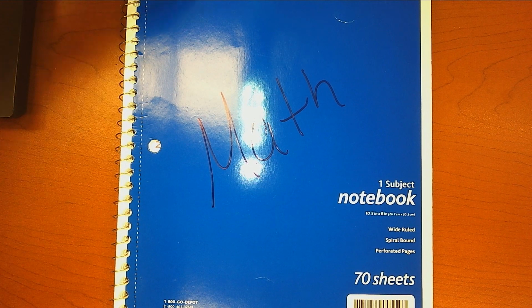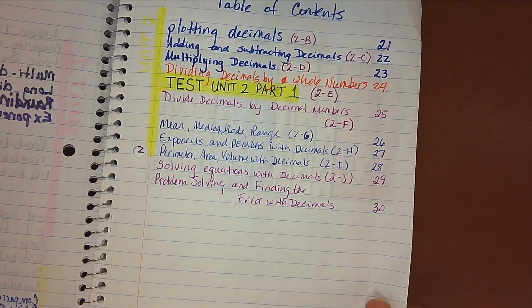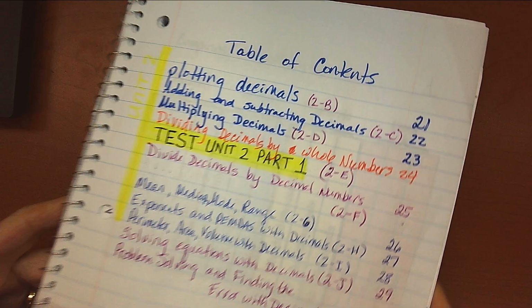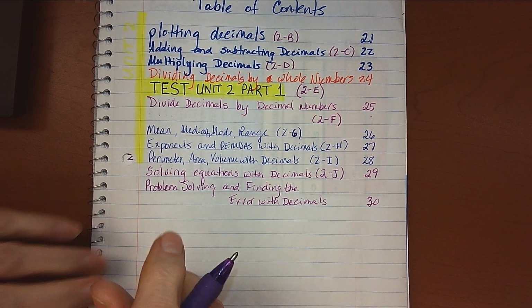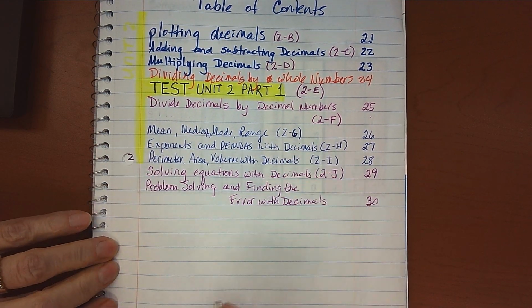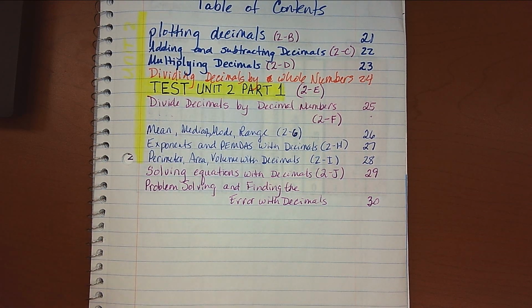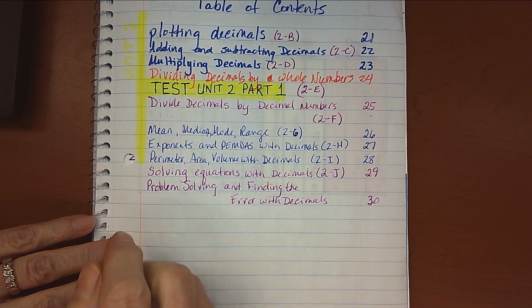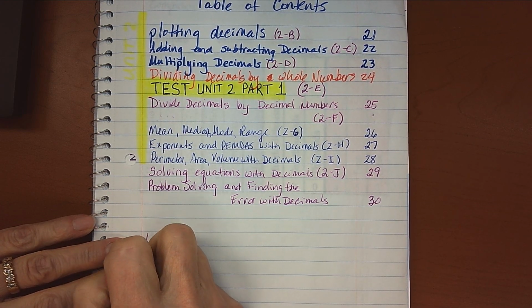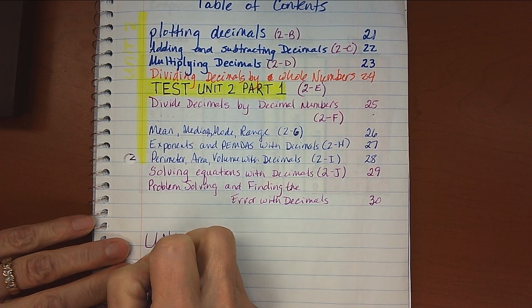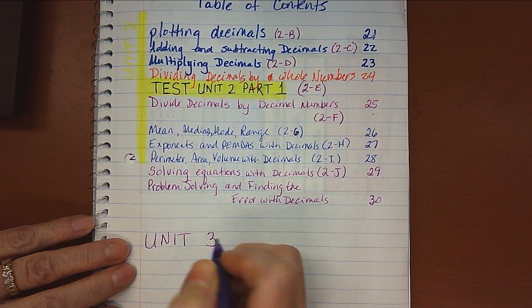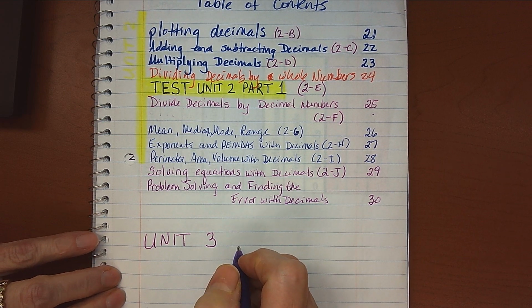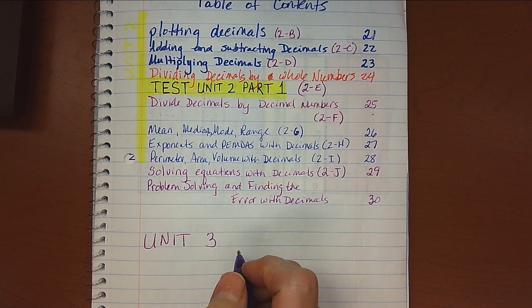Hi guys, here we are to start a new unit. So let's open up our table of contents and go ahead, and we've already taken our test on Unit 2 Part 1. So I'm going to start right here, and we'll just kind of leave a space there, and I'm going to put Unit 3, which is going to be about ratios and rates and measurement.